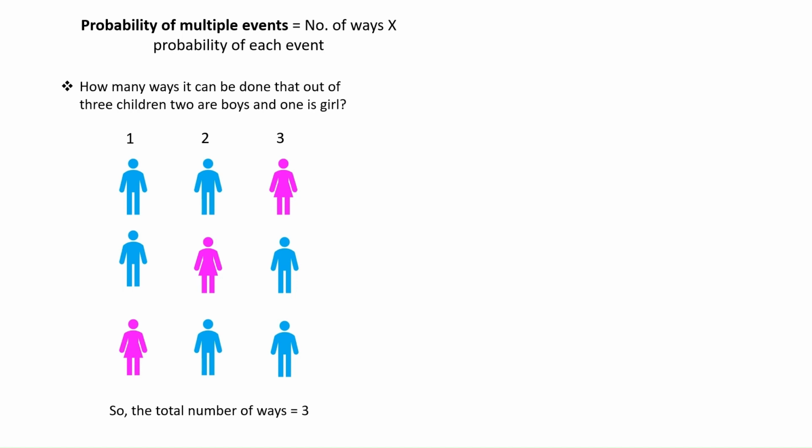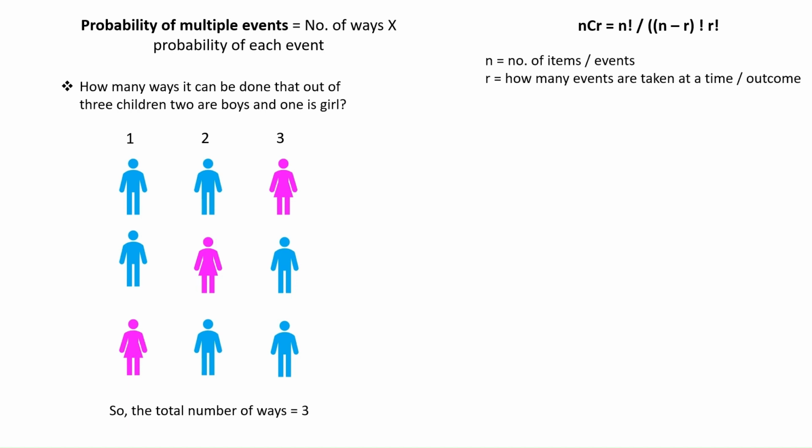Here, because the number is small, we can do it like this. But we need a formula if the number is large. For example, if there are 100 children, in how many ways can you arrange them so that you get 70 boys and 30 girls? In that case, you cannot make a chart and calculate, so we need a formula. The formula is nCr, that is equal to n factorial divided by (n minus r) factorial into r factorial, where n is the total number of events and r is our outcome, what we want.